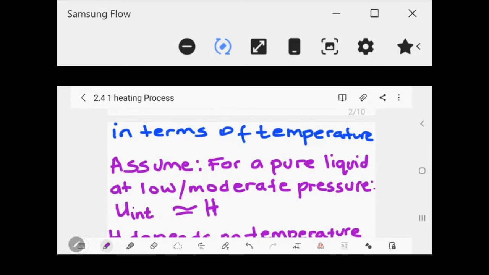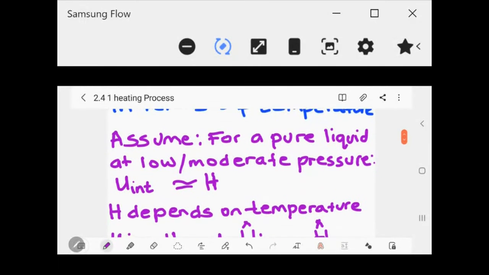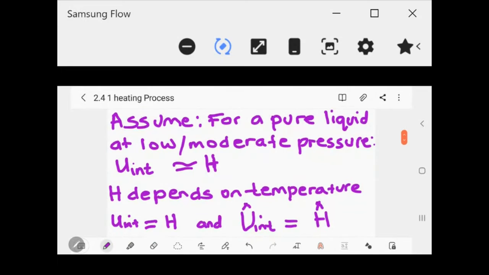Okay, now based on this assumption, we can definitely write that the internal energy is equal to enthalpy, and the internal energy per unit mass is equal to the enthalpy per unit mass. And also that enthalpy depends on temperature only. So when you look at Appendix B, you realize that enthalpy does not really depend on temperature only. So this is the assumption that we make to simplify this particular model. So please do not skip Appendix B. It's only 2 pages. Just read through it.